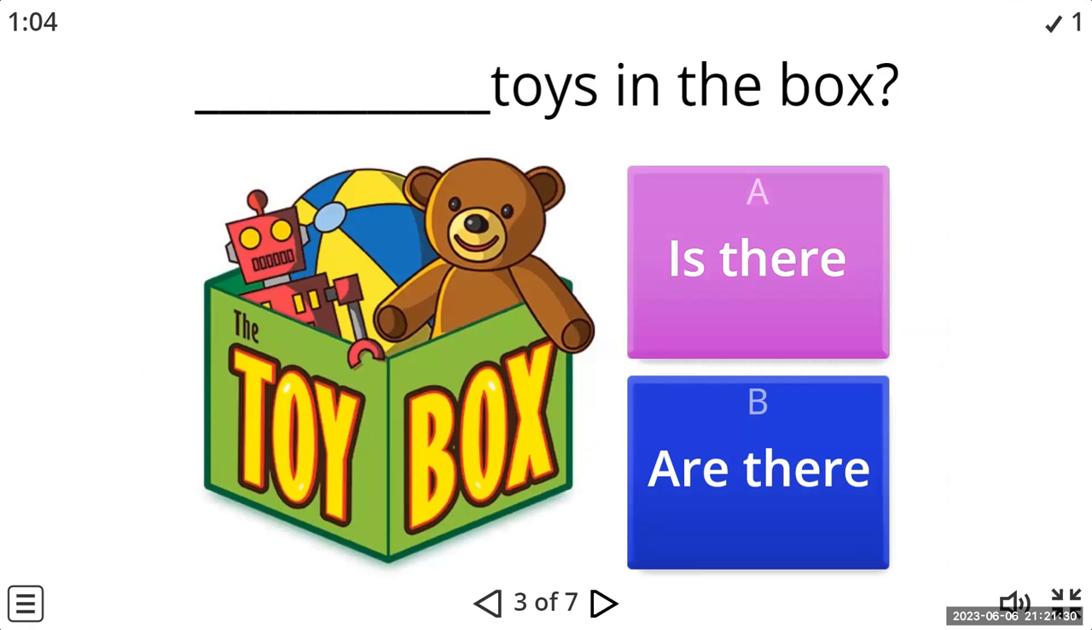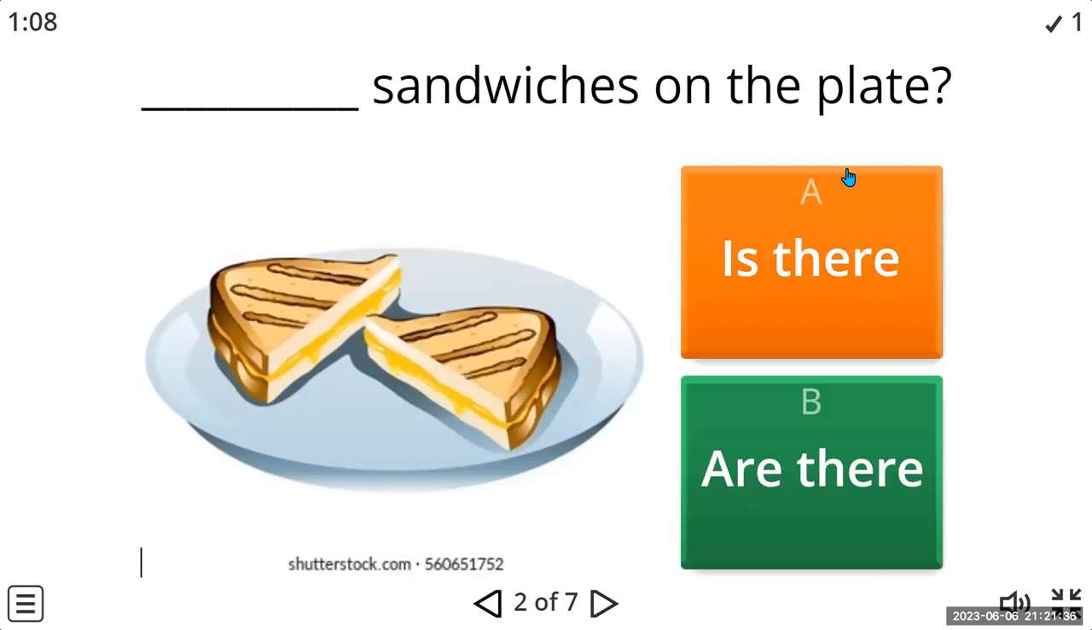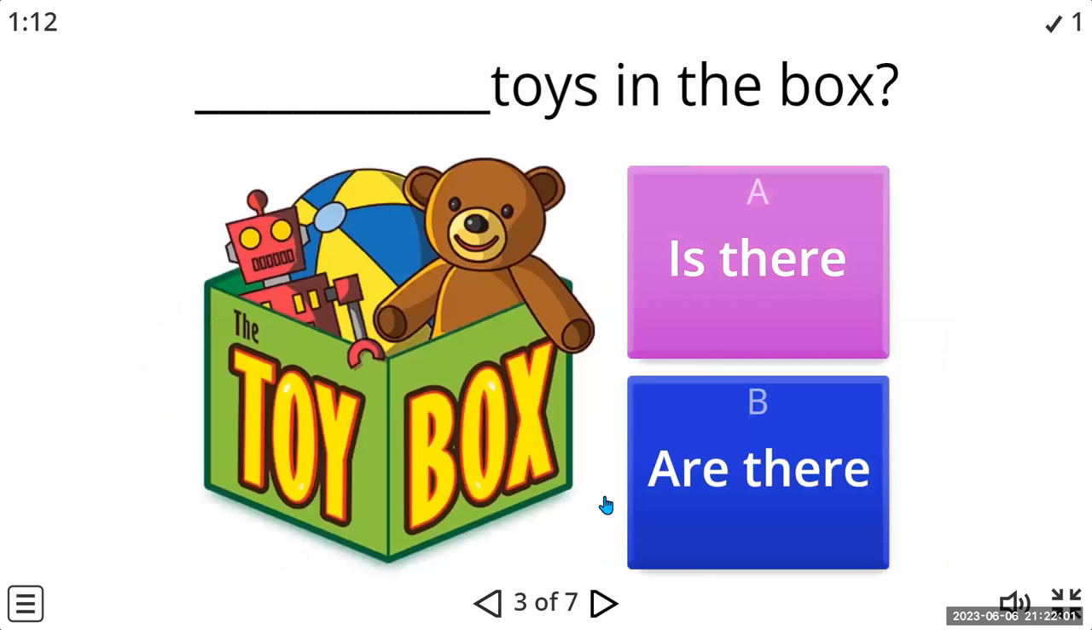Teacher, ¿cómo se pronunciaba plato? Going back to what is plate. Okay. And also we sometimes talk about dishes. Dish. Okay, what about this? Are there toys in the box? The box.